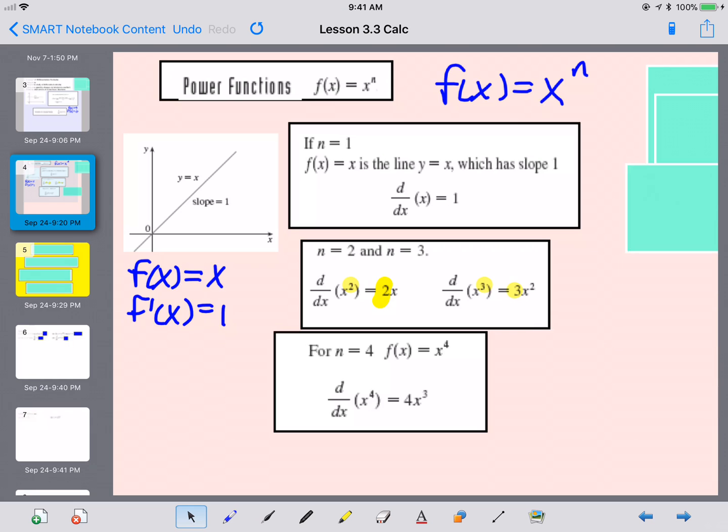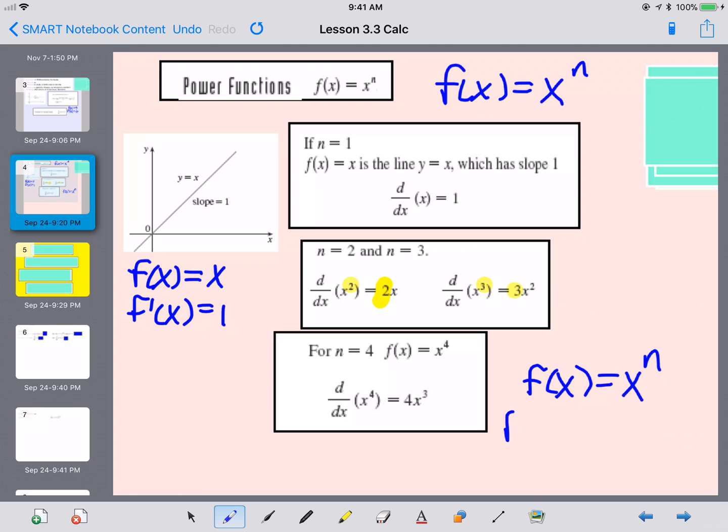It's a pattern, and the rule is, and I'm going to write it more clearly on the next page, that if we have a power function, a standard f of x equals x to the n, the derivative will always be: drop the n down in front, take your power and subtract 1. So that's our rule. That pattern follows anytime you have a power function.